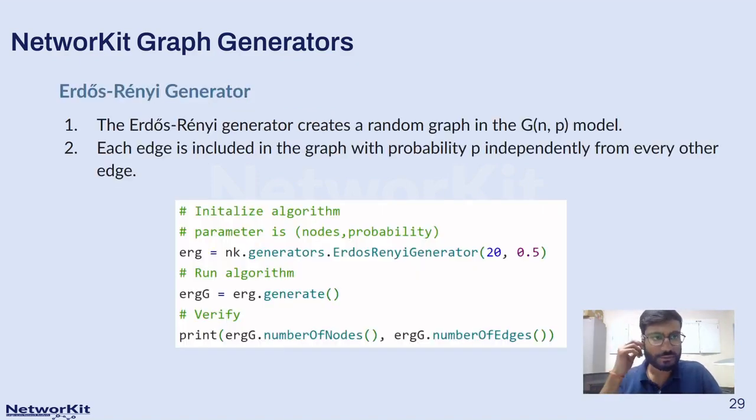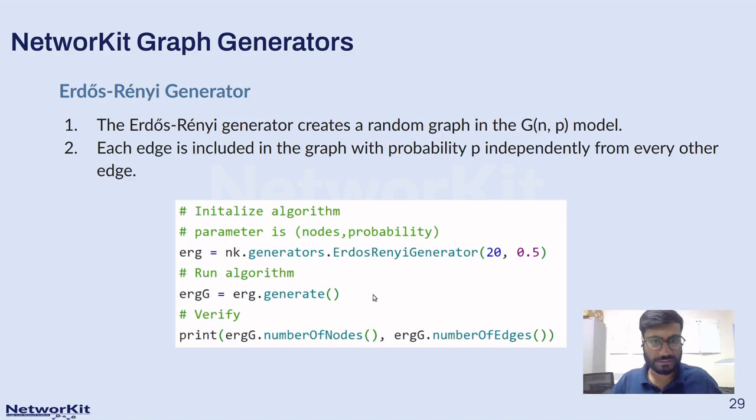The Erdos-Renyi graph generator creates a random graph in the form of graph G. Here I am passing two parameters. The first one is n, the second one is p. n is the total number of nodes I want to create in the model, and p is the probability. So we can say that each edge is included in the graph with probability p, independently from every other edge.